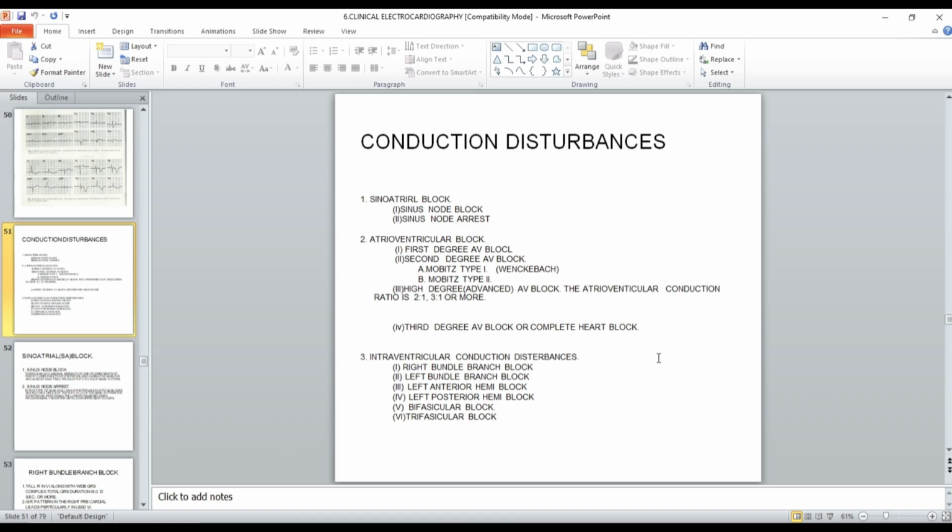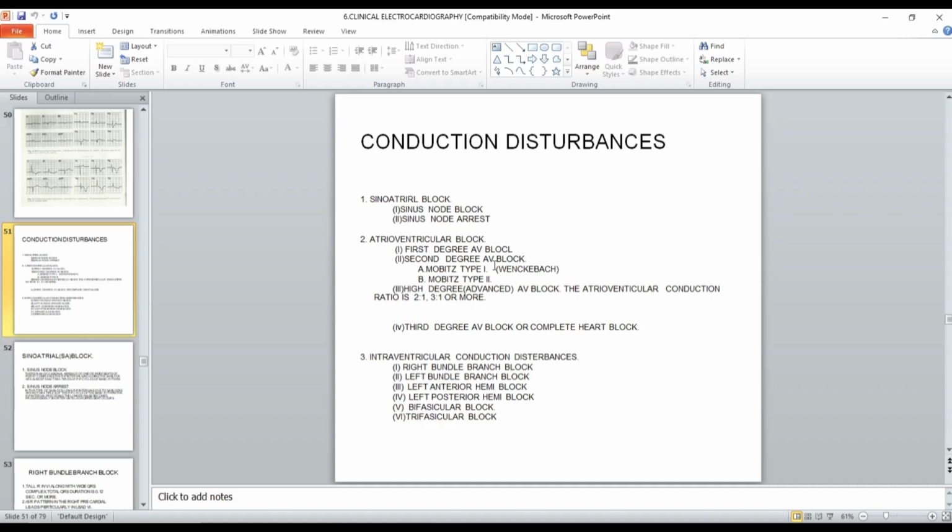Now coming to the conduction disturbances. Conduction disturbances can occur at the level of the sinoatrial node, at the level of the atrioventricular node, or intraventricular conduction defects can occur. The sinoatrial node block and arrest need separate discussion. Coming to the atrioventricular block, first degree AV block is characterized by increased PR interval. In the ECG, the only main sign is that the PR interval is increased, more than 0.2 seconds in duration.